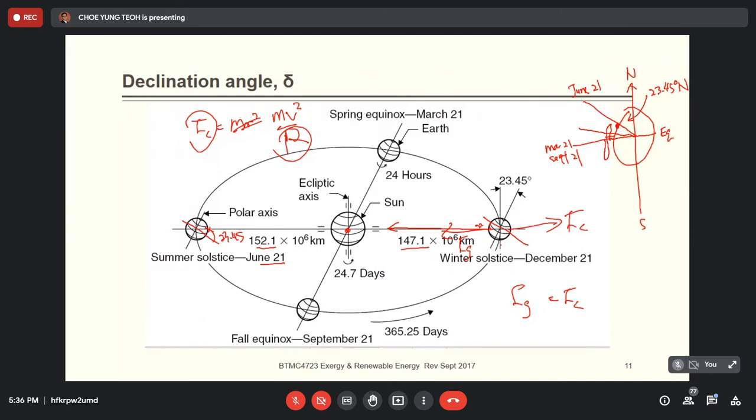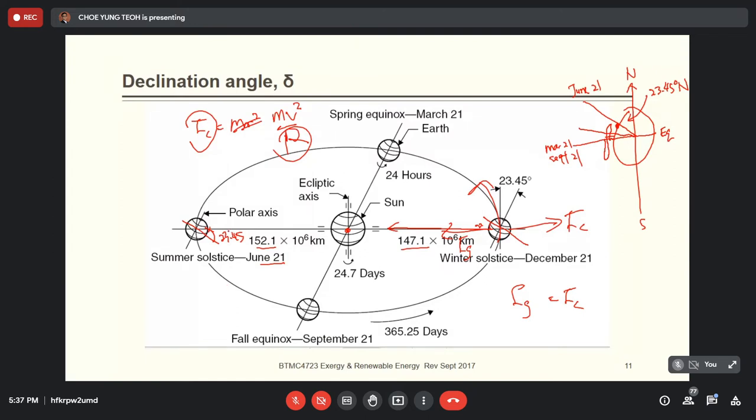Okay, in other words, when the Earth is closer to the Sun, it will move faster along the orbit. It will go around the Sun faster. When the Earth is quite far from the Sun, it will move slower. So at this point, on December 21, the Earth will rotate around the Sun faster, but on June 21, it will rotate slower. So you can see the change in speed.